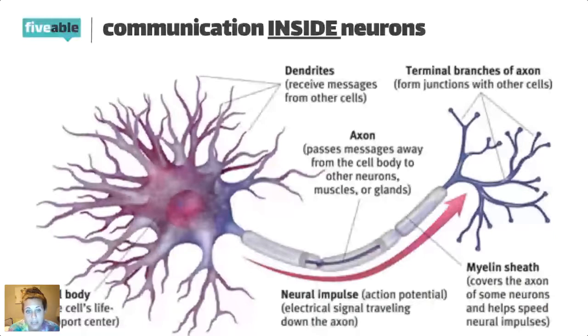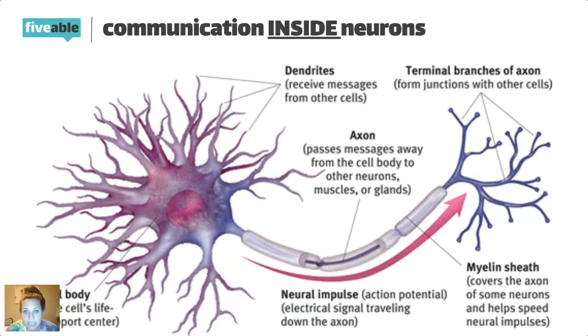And there is a coating on some, not all, axons called the myelin sheath. And basically that's just like a conductor. It makes it go faster. So it makes it from going like bzz, bzz, to going like bzz, bzz, bzz, bzz. It helps speed up the communication. It goes a little bit faster. It speeds up the neural impulses.